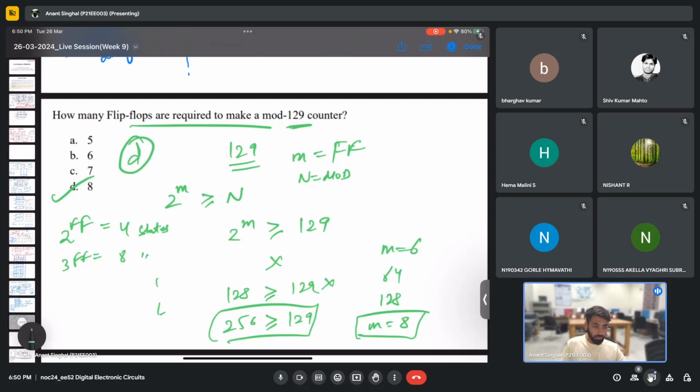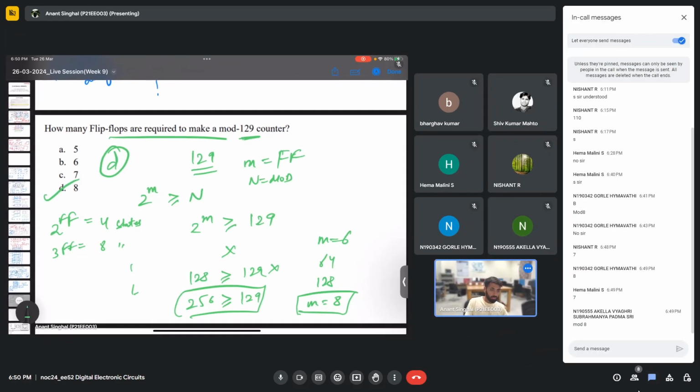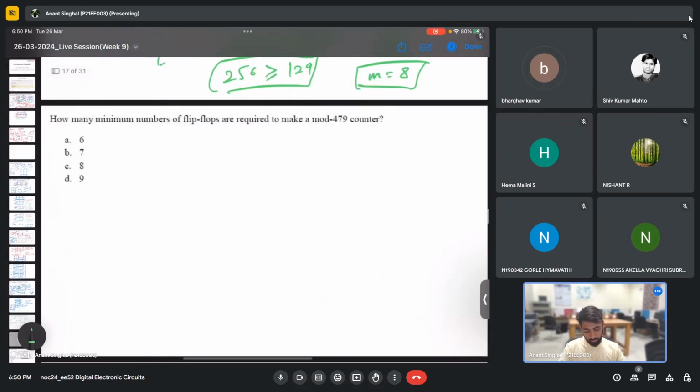Is it clear, everyone? This was very easy, I guess. Yes, sir. Fine. So quickly let me know the answer to this. This is again a similar problem. What is the minimum number of flip-flops required to make a mod 479 counter? It is 9, sir.